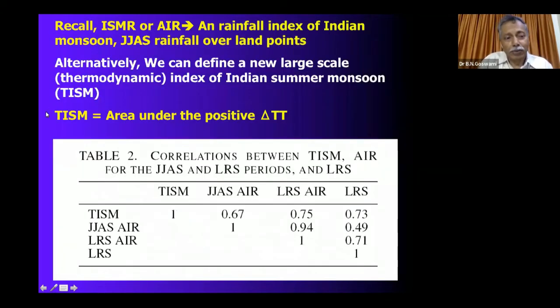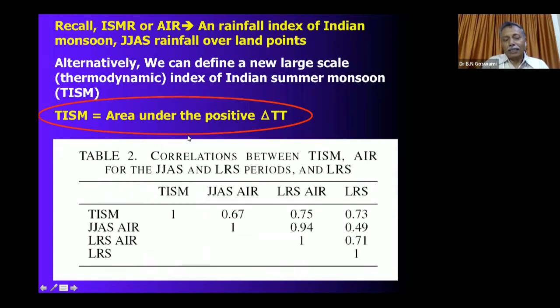So we have defined a thermodynamic index of the Indian monsoon, which is nothing but the area under this positive delta TT. And if we do that, it turns out that this index is very strongly correlated with the rainfall during the monsoon season. We know the length of the rainy season itself changes from year to year, but during that period, whatever rainfall is accumulated, if you take that rainfall from year to year and correlate it with this thermodynamic index of the monsoon, it correlates very strongly. And therefore this is another way of looking at the relationship.